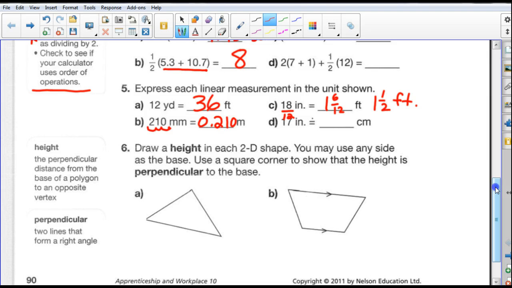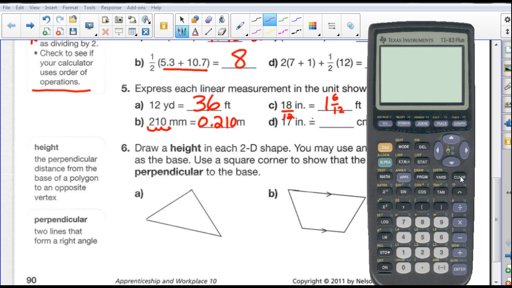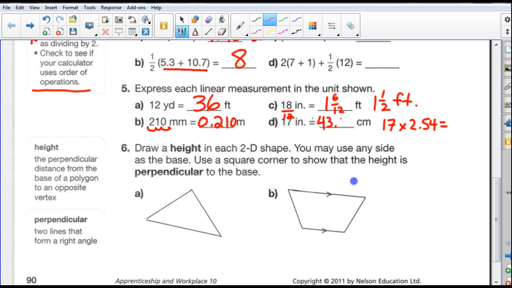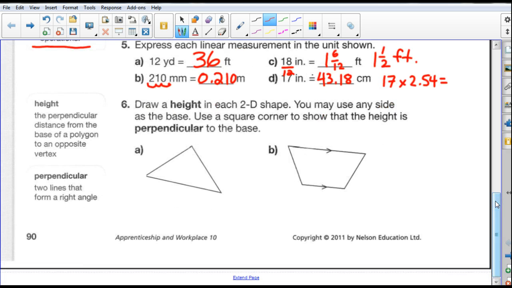17 inches equals how many centimeters? Well, we might have to convert that. We know that there are 2.54 centimeters in an inch, so we could take 17, multiply that by 2.54, get our calculator out. In the back of your book, you've got conversion tables, you've got formulas, you can use that. So let's take 17, multiply it by 2.54, and 17 inches is the same as 43.18 centimeters.